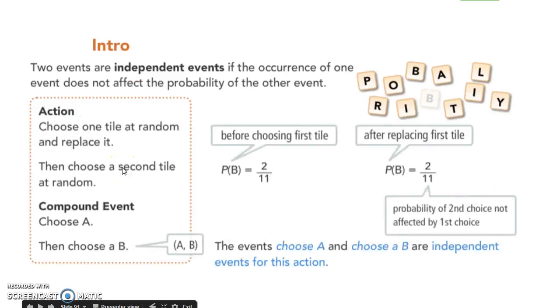All right, now let's review the difference between independent and dependent events. Independent events are when you do an action, and then the second time you do the action, you have the same number of options.